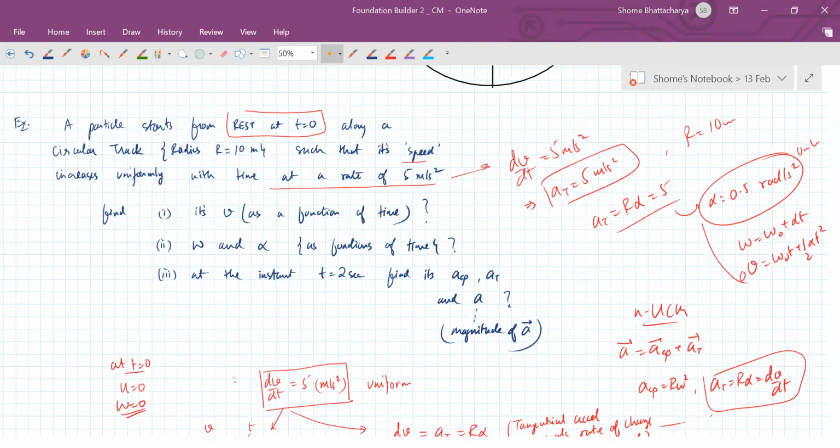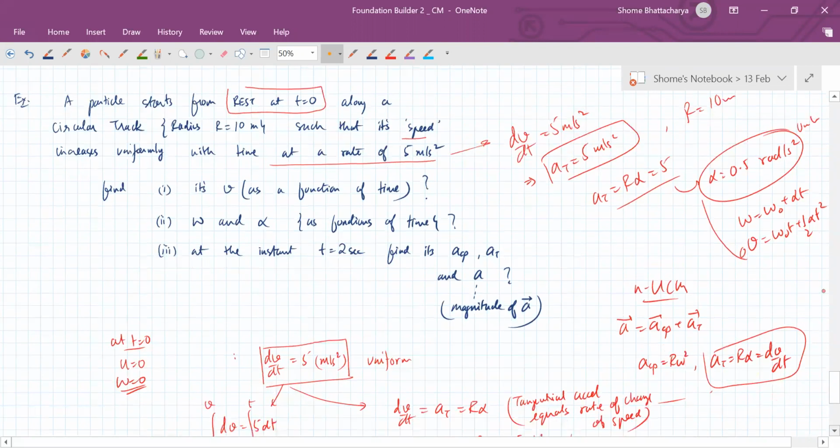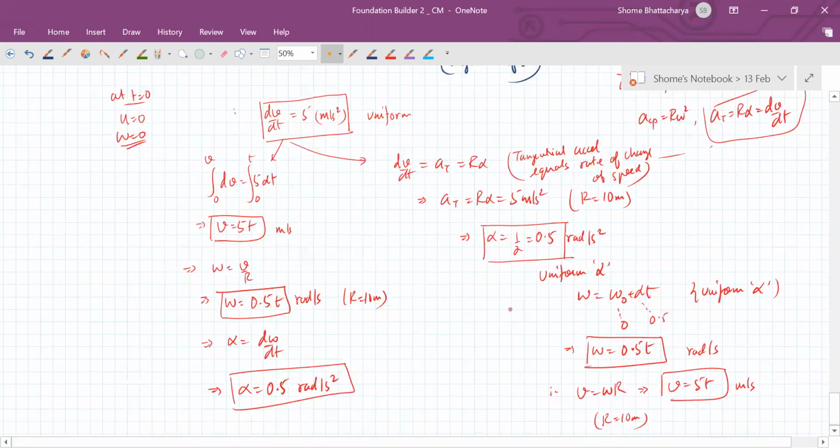Okay, so it's important to understand the different options we have for solving. The other is the normal calculus option: the rate of change of speed is known to us, so integrate that, which gives us speed as a function of time. Then relate speed with angular speed, v is equal to r omega. So we got that. And then relate omega with this, that alpha is d omega by dt. So in the next step you get the value of alpha.